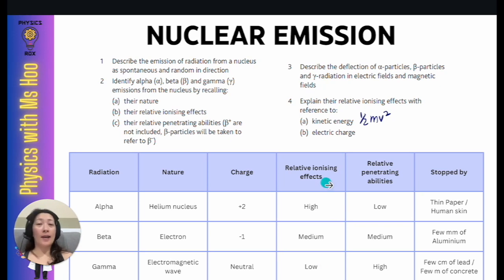If we were to compare that understanding of kinetic energy with the ionizing effect, the greater the kinetic energy, the greater its relative ionizing effect. If we were to compare the relative charge against the ionizing effect, you can also see that because alpha has 2 protons, the magnitude of its charge is much higher compared to beta, which is a single electron, and gamma has no charge. So the greater the magnitude of electric charge, the greater the relative ionizing effect.